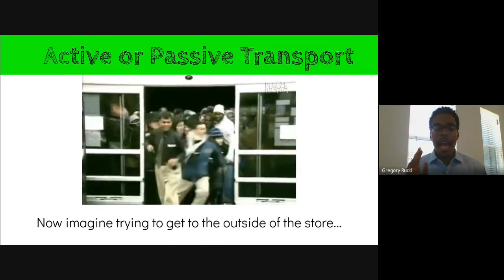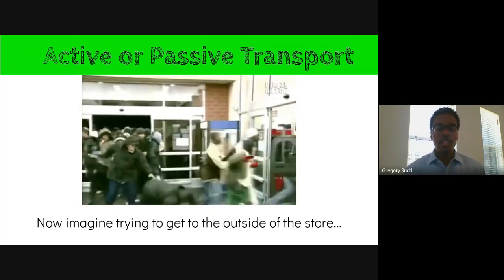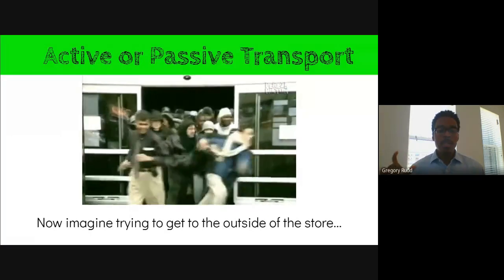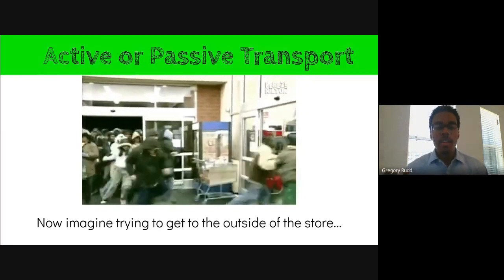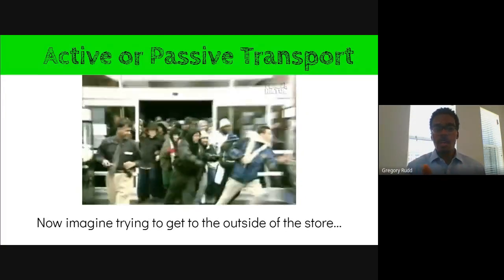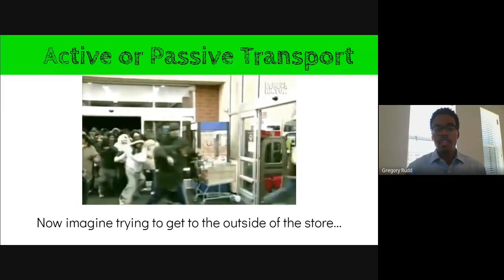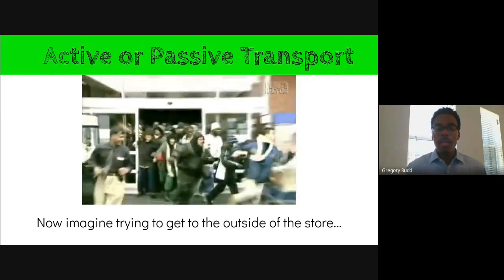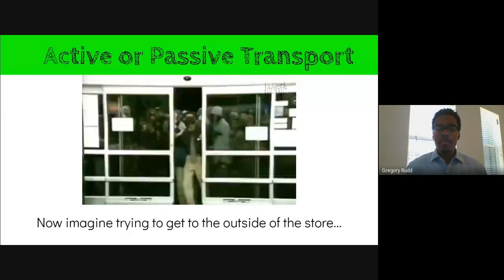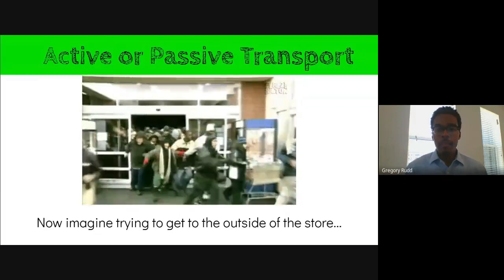But if we try to go the opposite way, just imagine that you're trying to move from this area that is empty, a low concentration area, through this hugely populated crowd that's very highly concentrated. There are a lot of people. It would take a lot of energy to do that. So this is a good analogy of active and passive transport.